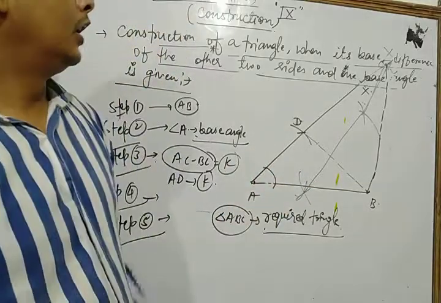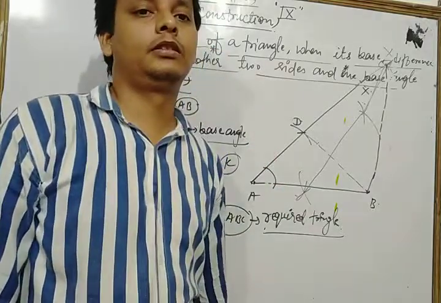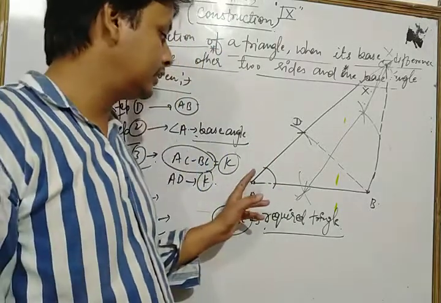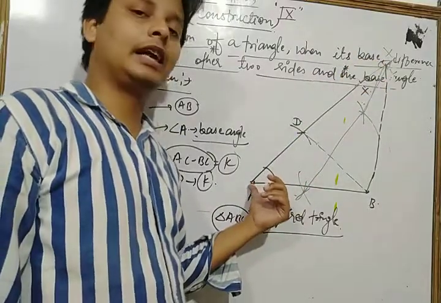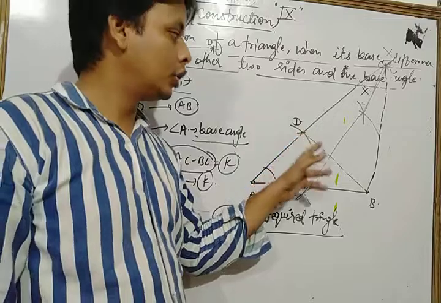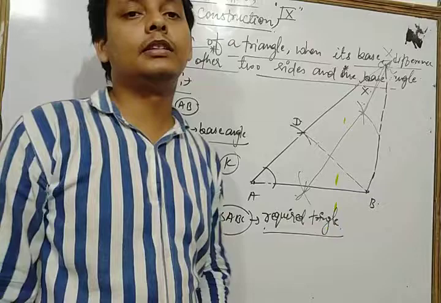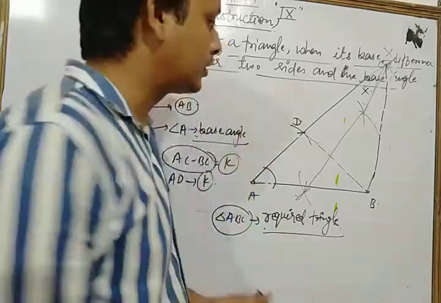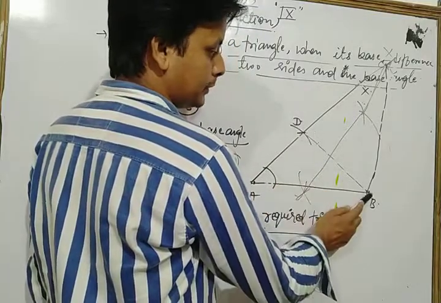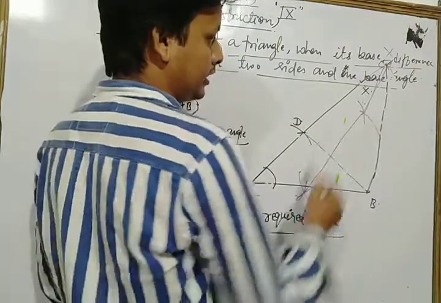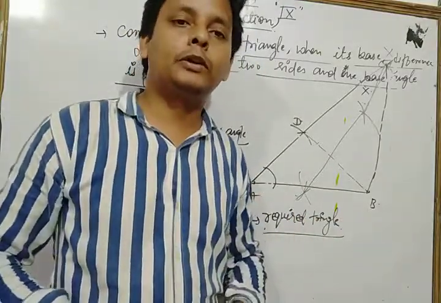After that, we take A as center and distance equal to the difference between the two sides. We cut an arc which cuts the ray AX at point D. Now after that, we join BD. After joining the line segment BD, we construct the perpendicular bisector of BD.